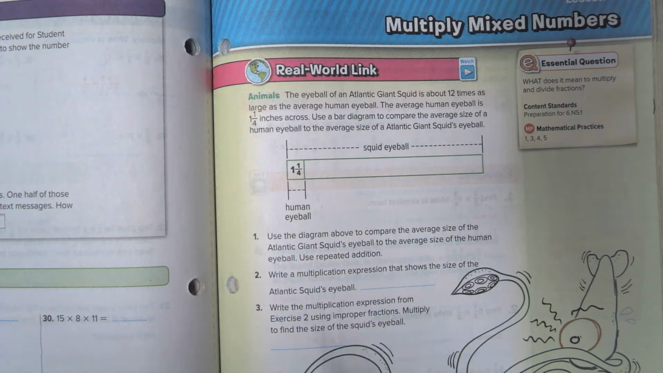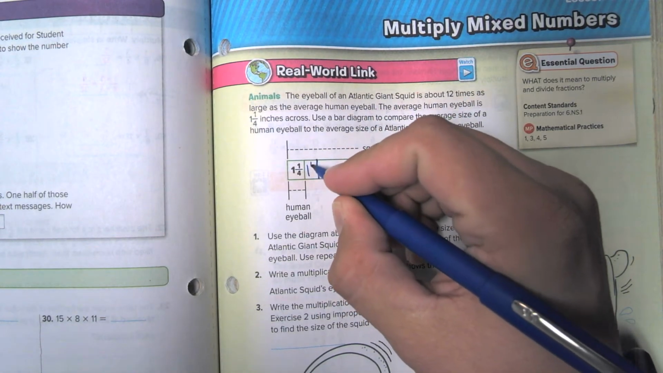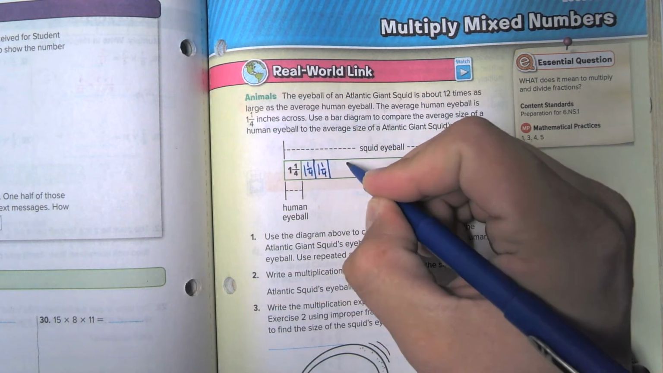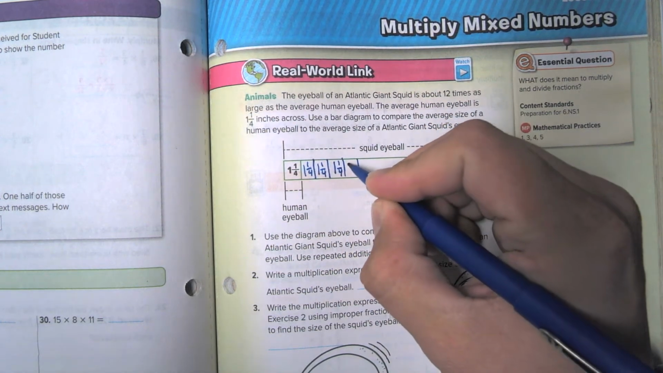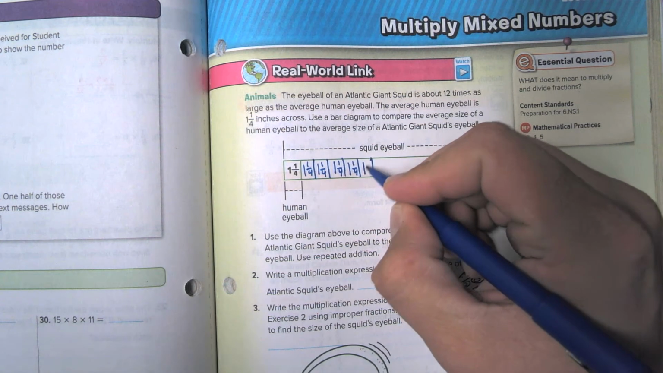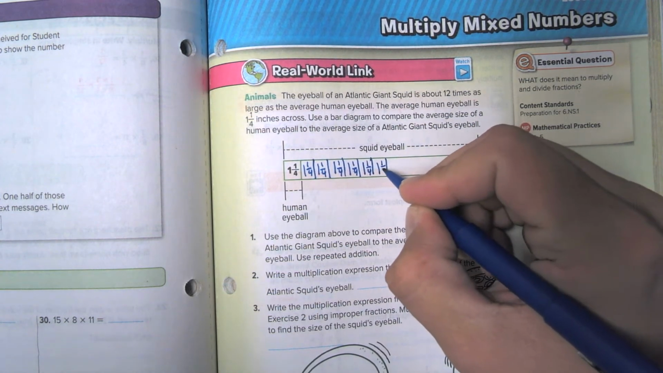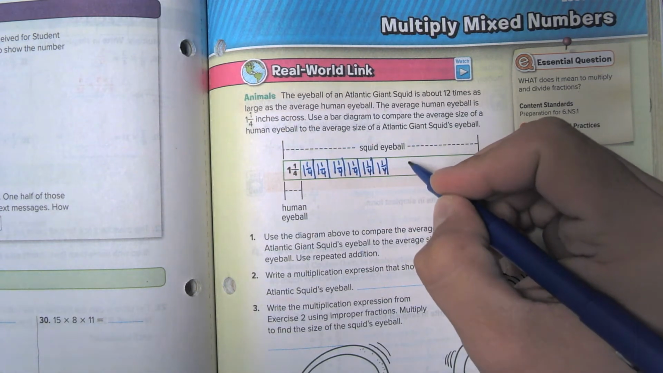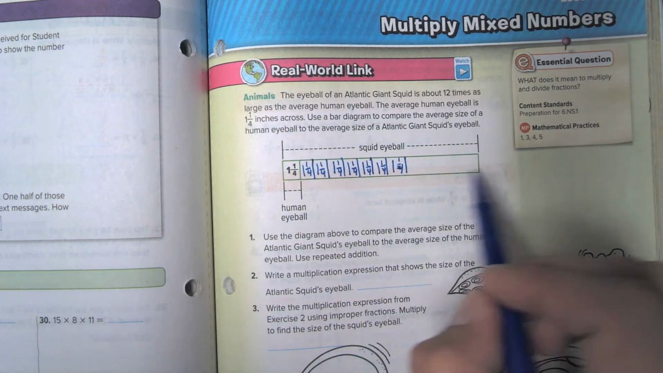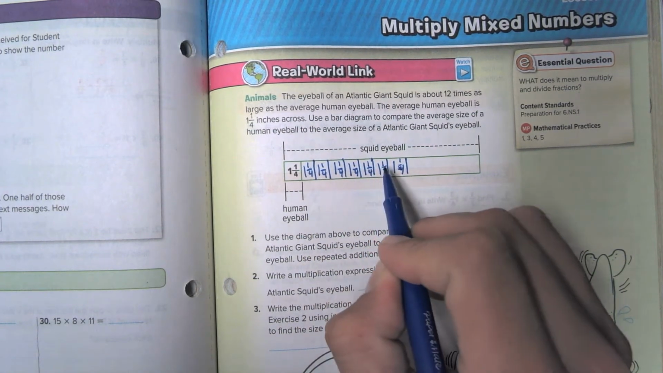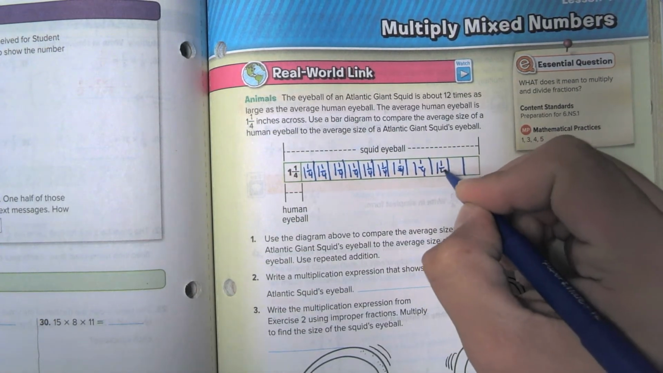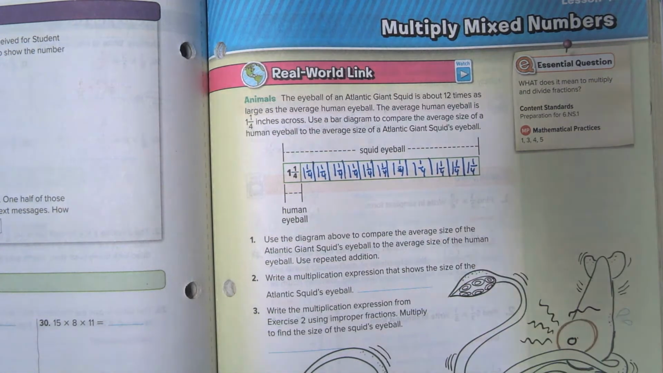It says use repeated addition. So if we go another one, that's 1 1/4. So altogether that would be 2 1/2. So another one, 1 1/4, 1 1/4, 1 1/4. So that'd be 2 1/2, 5, 7 1/2, 9. So basically we've got to get 12 across. So 1, 2, 3, 4, 5, 6, 7, 8, 9, 10, 11, 12, because it's got to be 12 times as big.